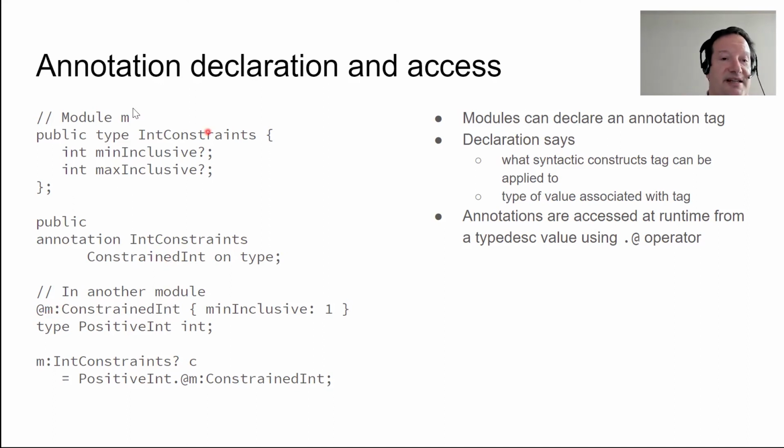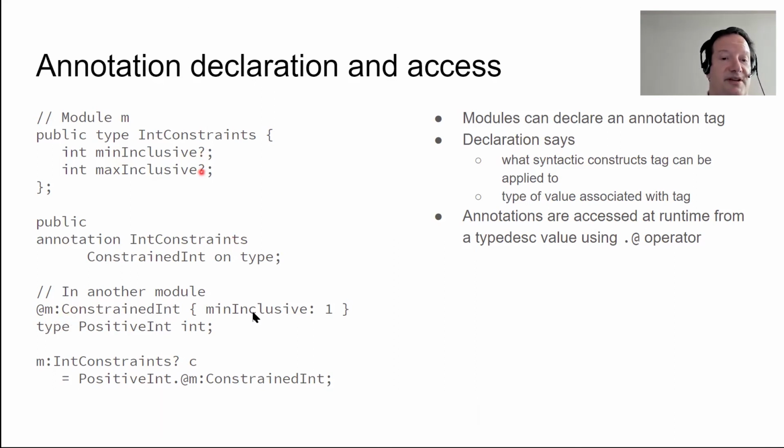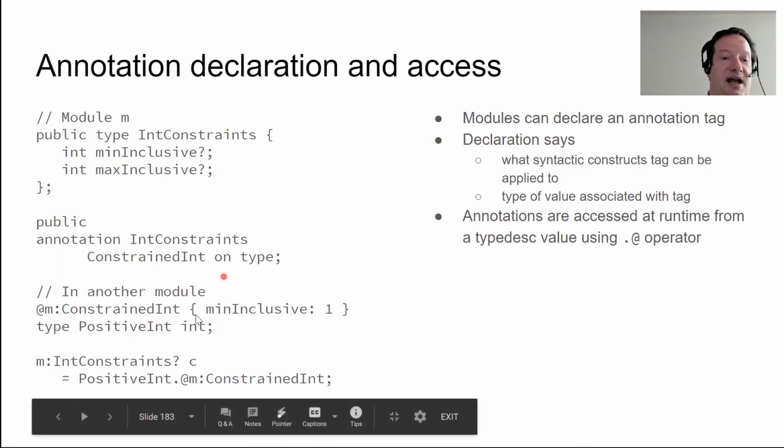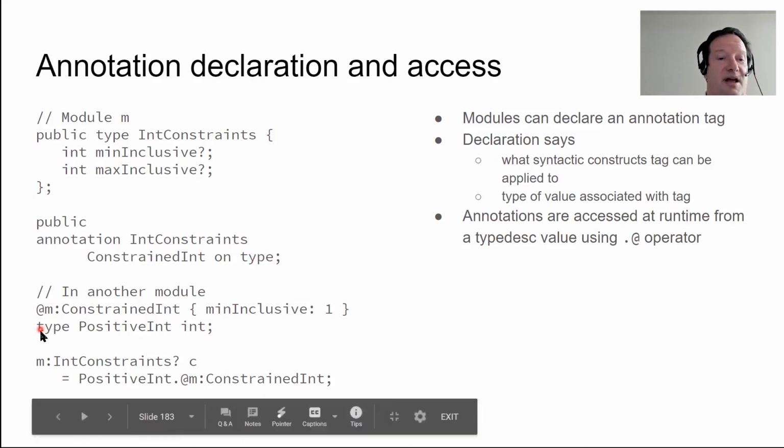If I declare it in module M like this, then I can use it like this. So I've got the constrained int tag. This is an optional field. Here's another optional field. So I'm just using the min inclusive field, and this is the data that's associated with this field. So this is an annotation declaration. This is the tag that's been defined. This is the type it has. And this on thing says what it can be applied to. This is typically the keyword of the kind of declaration it applies to. So here we're saying this can apply to a type declaration.